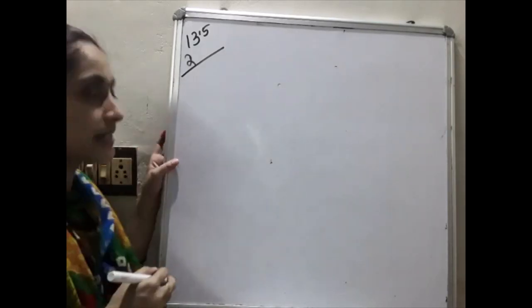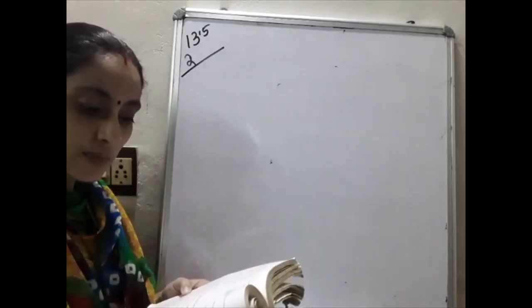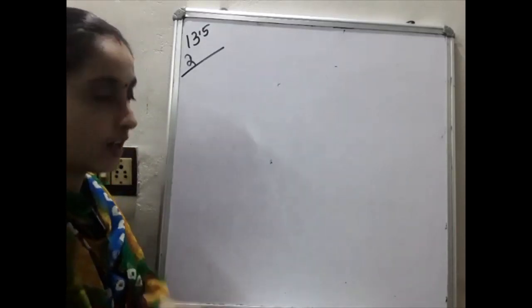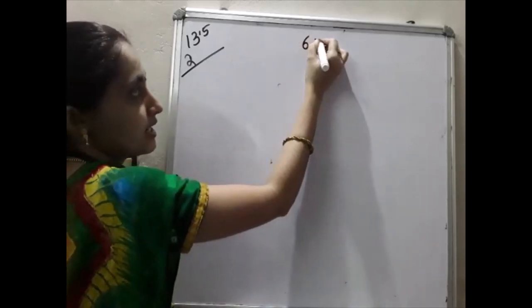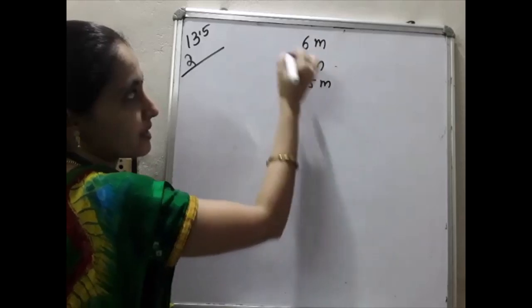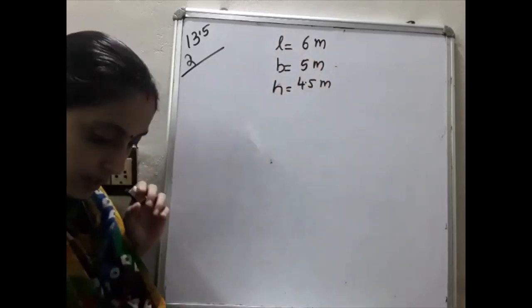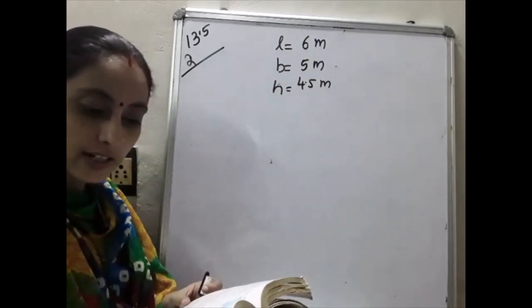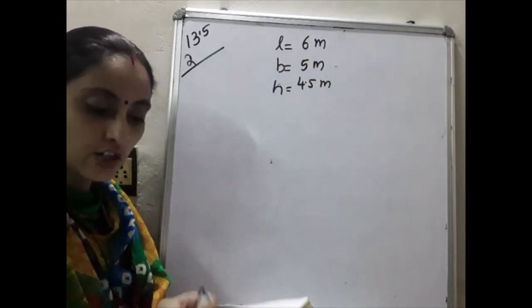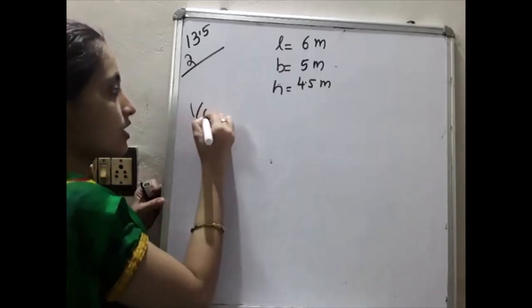Exercise 13.5, the second question. The question is this: a cuboidal water tank 6 meter, 5 meter, 4.5 meter. That represents length, breadth, and height. How many liters of water can it hold? 1 meter cube is equal to 1000 liters. You have to convert that into liters. That is our question.